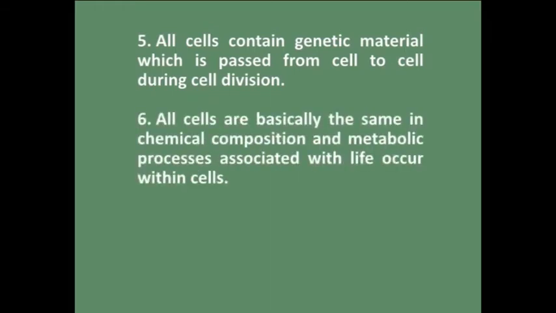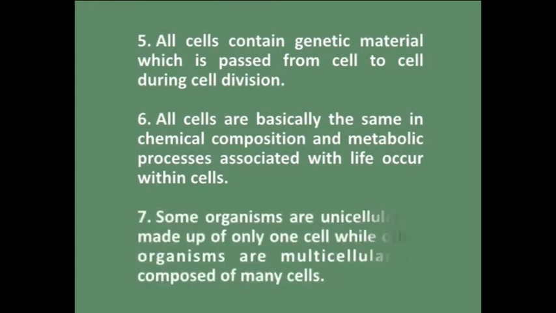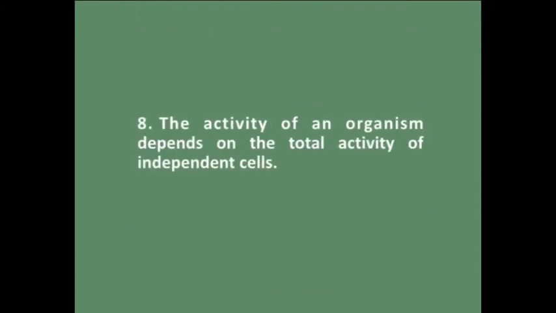The next is all cells are basically the same in chemical composition, and metabolic processes associated with life occur within cells. The next is some organisms are unicellular or made of only one cell, while other organisms are multicellular or composed of many cells. Next, the activity of an organism depends on the total activity of independent cells.